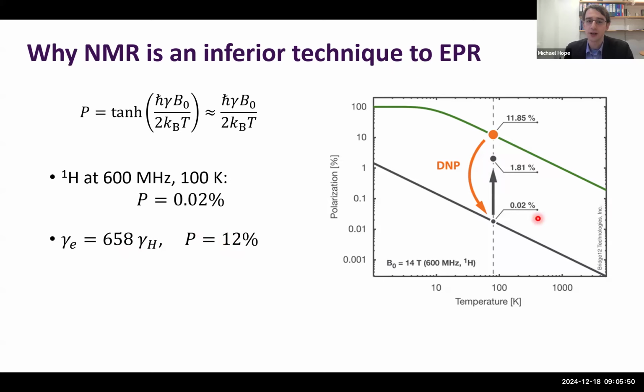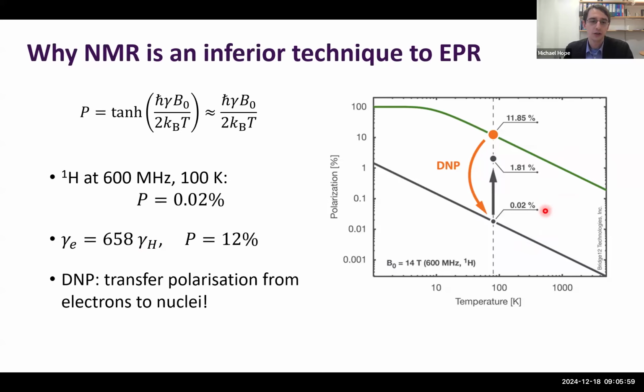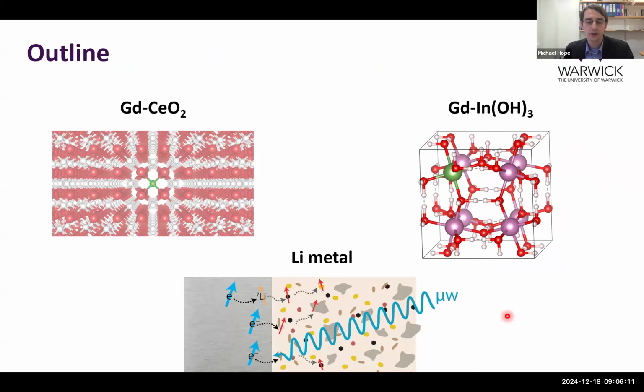That's what's shown in this figure on the right, showing polarization versus temperature on a log-log scale, both for protons and for electrons. In dynamic nuclear polarization, we transfer the polarization from electrons to nuclear spins in order to boost our sensitivity in our NMR experiment. Today I'm going to give you 3 examples of my work using DNP. The first 2 focus on high-spin metal ions, in particular gadolinium, both in cerium oxide and in indium hydroxide. Then we'll switch gear a little bit and talk about using lithium metal as the polarization source in DNP.